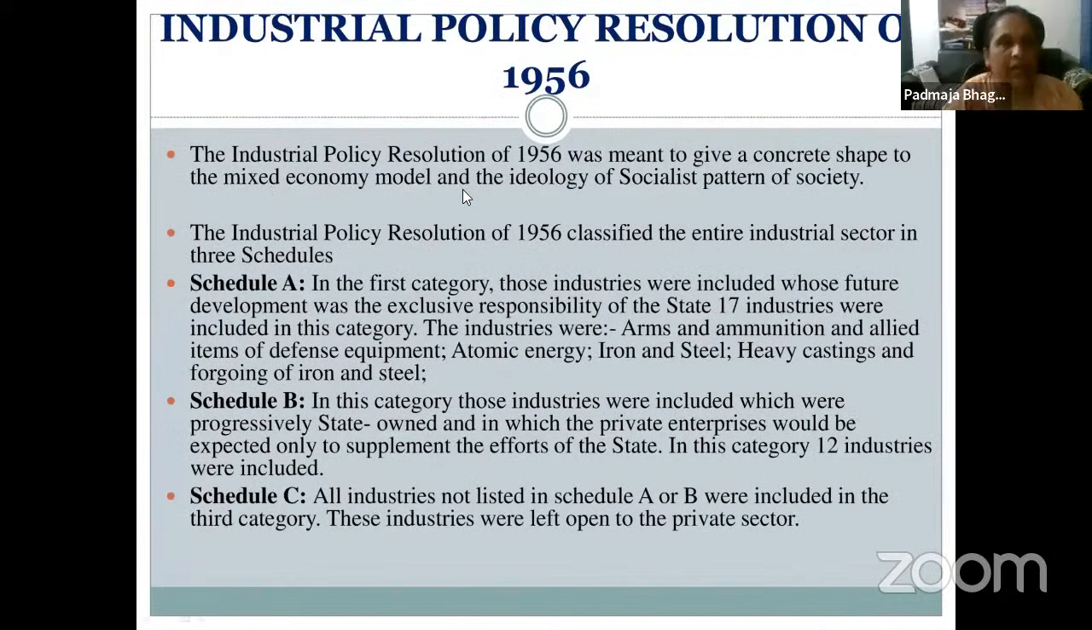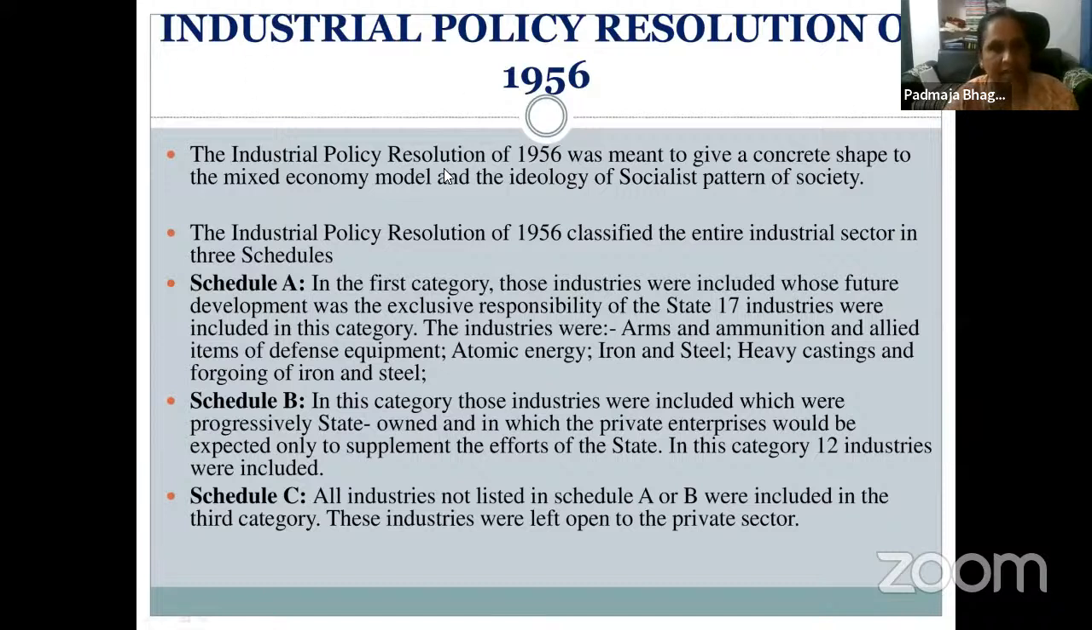So here, next is the Industrial Policy Resolution of 1956. This is an industrial policy meant to shape the mixed economy. We have a mixed economy, two economies, and they have made the model and ideal of the socialistic pattern of society. In 1956, they classified the entire industrial sector into 3 schedules.